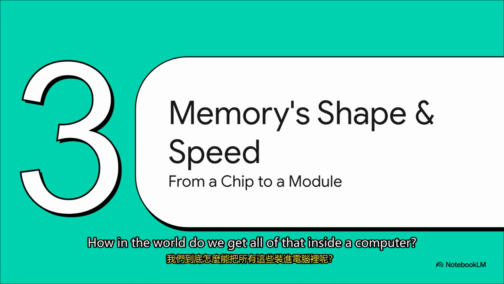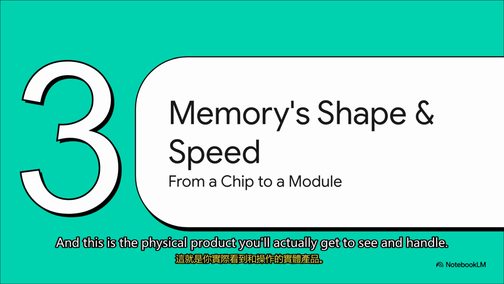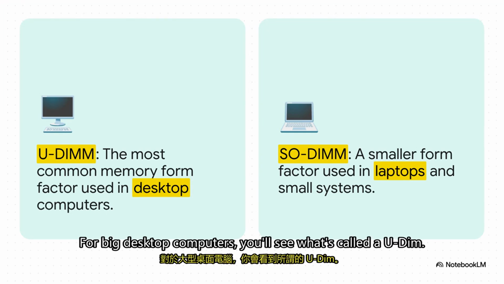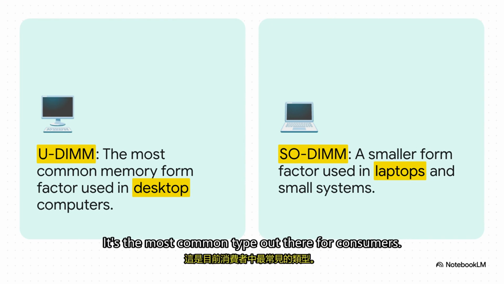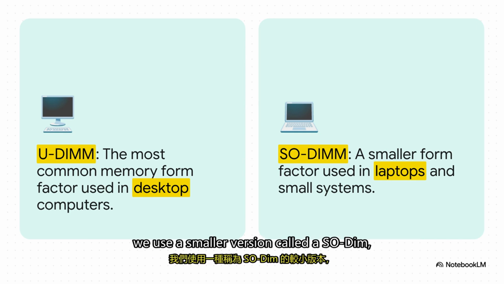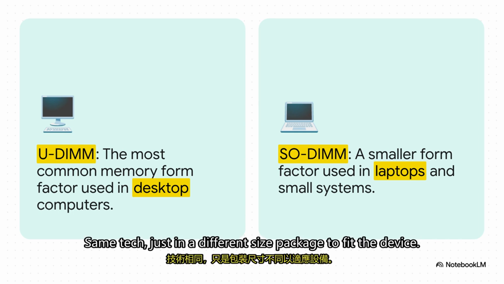How in the world do we get all of that inside a computer? Well, we package them all together onto what we call a memory module. And this is the physical product you'll actually get to see and handle. Now, these modules come in a couple of main flavors. For big desktop computers, you'll see what's called a UDIMM. It's the most common type out there for consumers. But for laptops or those little mini PCs where space is tight, we use a smaller version called a SODIMM, which just stands for small outline. Same tech, just in a different size package to fit the device.